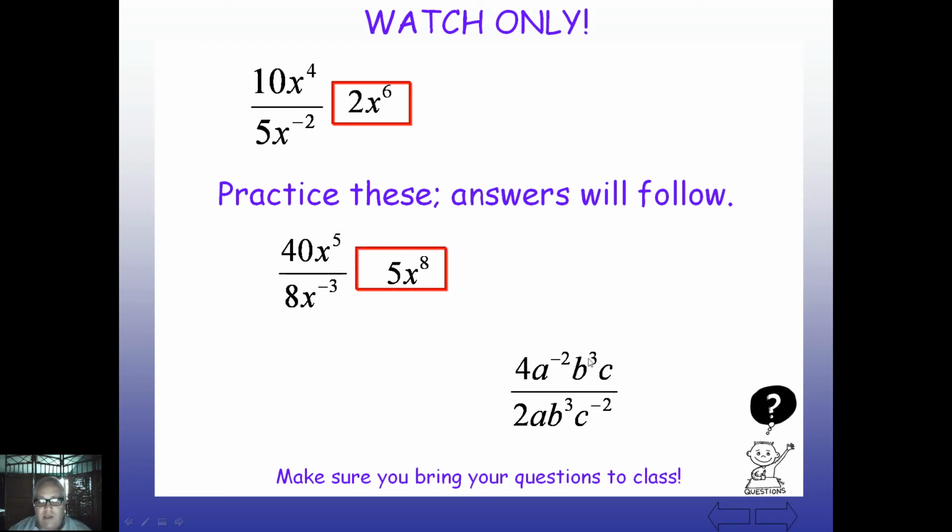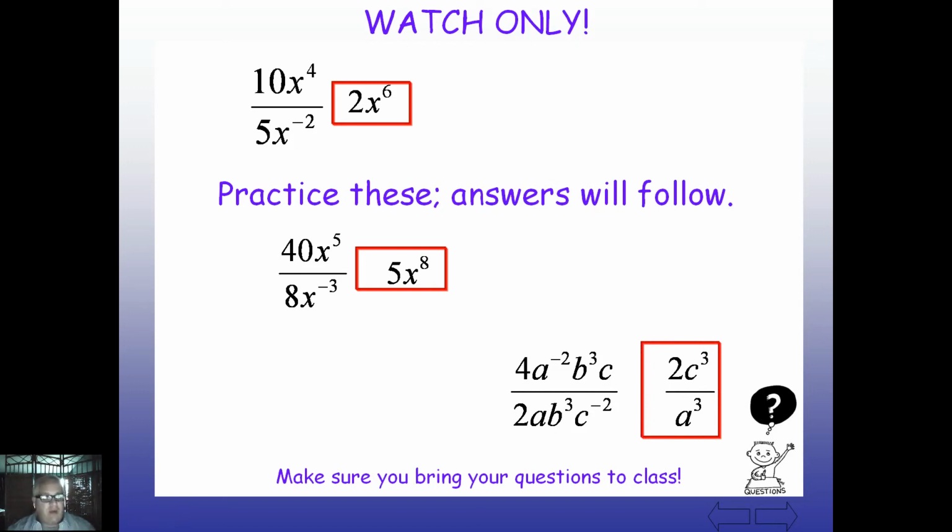Now how about this kind of messy looking one here? You've got 4 over 2. Well, we know that's pretty simple. That's just going to be the number 2. Did you move the a's on the top to the bottom, and the c's on the bottom to the top? And what about those letters b? B to the 3rd over b to the 3rd, well, those cancel. So you get a nice easy answer of 2c cubed over a cubed.